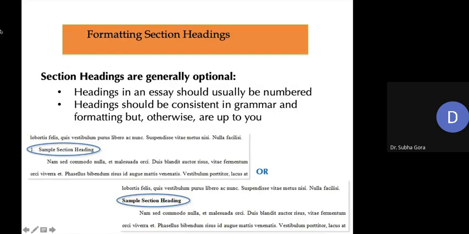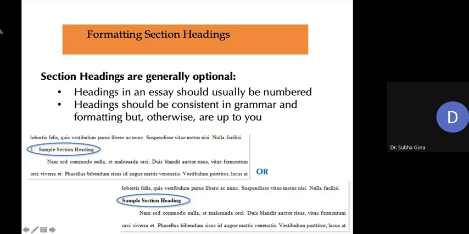Now, how do we format section headings? Writers sometimes use section headings to improve the document's readability and comprehensibility, right? What is the purpose? As we already discussed, it's about readability and better comprehensibility. So these might include either individual chapters or named parts of a book or an essay. Those are called section headings.